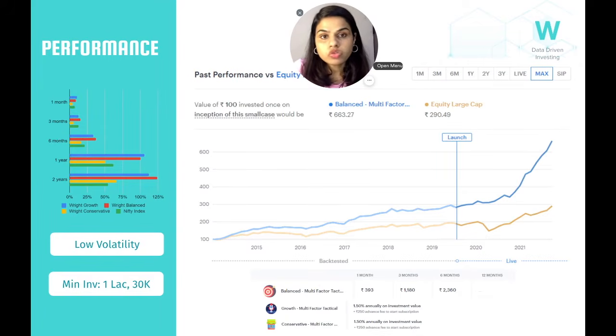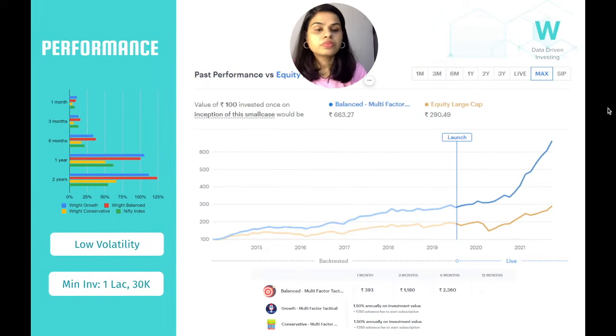Now, talking about performance, like I said, the balanced portfolio has given 125% return in 2 years, and similarly, conservative and growth have also given very good performance during this time. And we have outperformed in all scenarios of the market, not just the high risk time, but also in the times when the market has flourished, right?